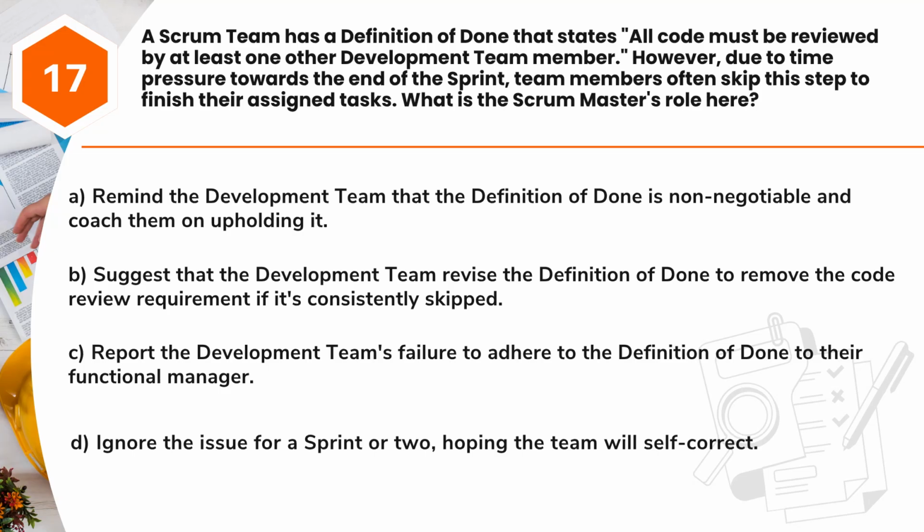A. Remind the development team that the definition of done is non-negotiable and coach them on upholding it. B. Suggest that the development team revise the definition of done to remove the code review requirement if it's consistently skipped. C. Report the development team's failure to adhere to the definition of done to their functional manager. D. Ignore the issue for a sprint or two, hoping the team will self-correct.